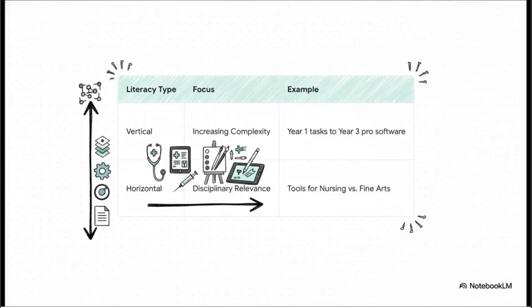And I think this is a brilliant way to think about digital skills. It is not one size fits all. You've got a vertical axis where skills get more complex over time, and then you have a horizontal axis based on the discipline. Think about it. The digital tools a nursing student needs are completely different from what a fine arts major requires. So the real question is, where do your students fall on these axes?